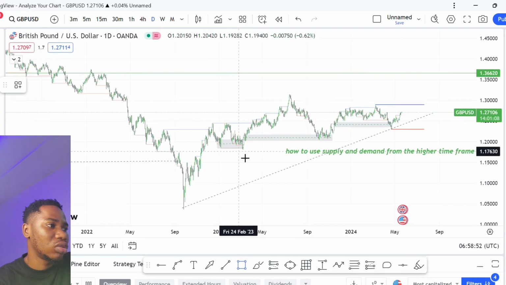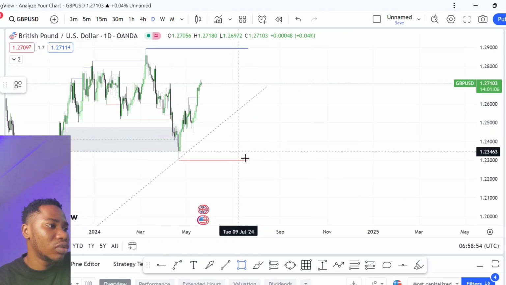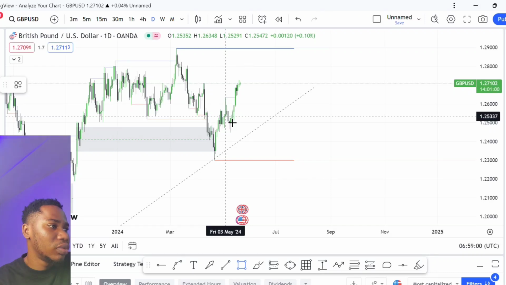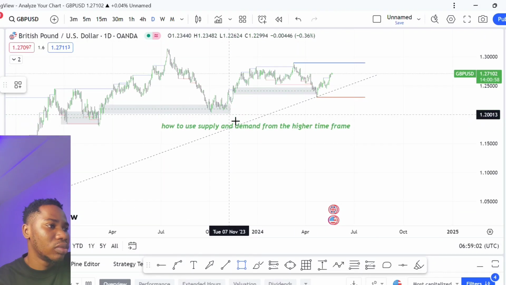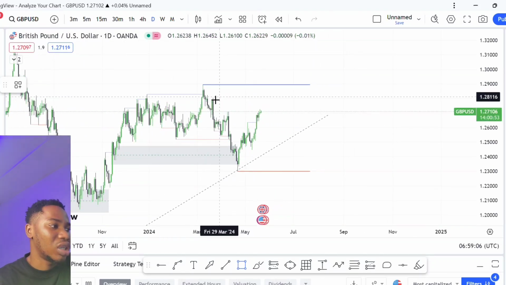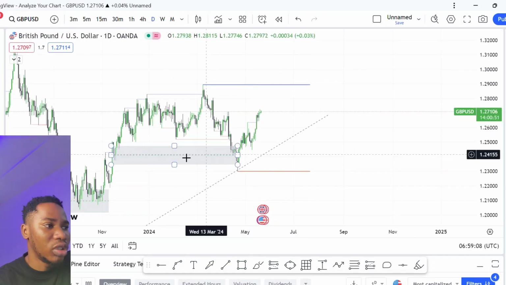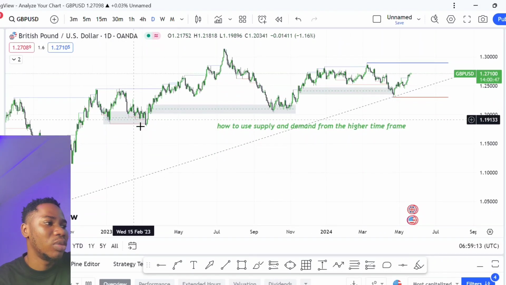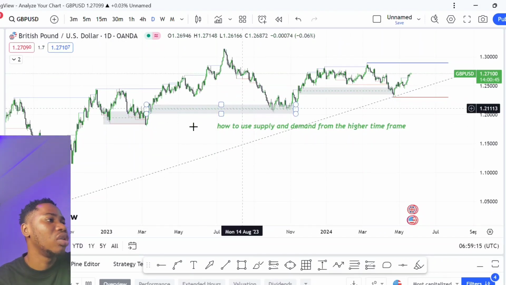All right, so that's it, guys. That's the demand for the minor bullish trend. Yeah, we have this trend right here. We have this one right here helping price to go up, and we also have this one right here.